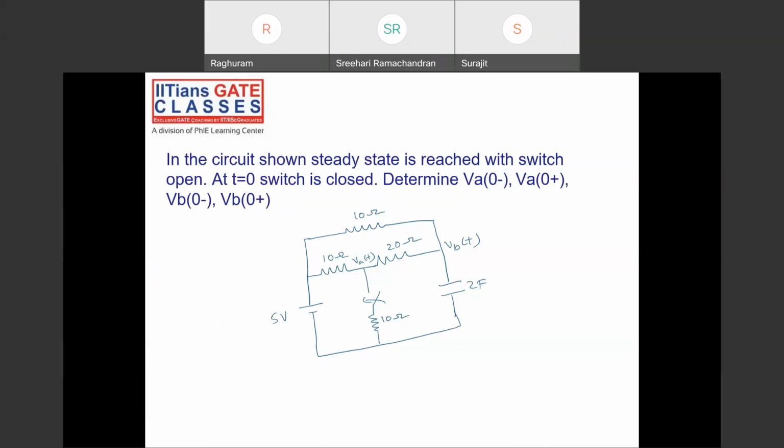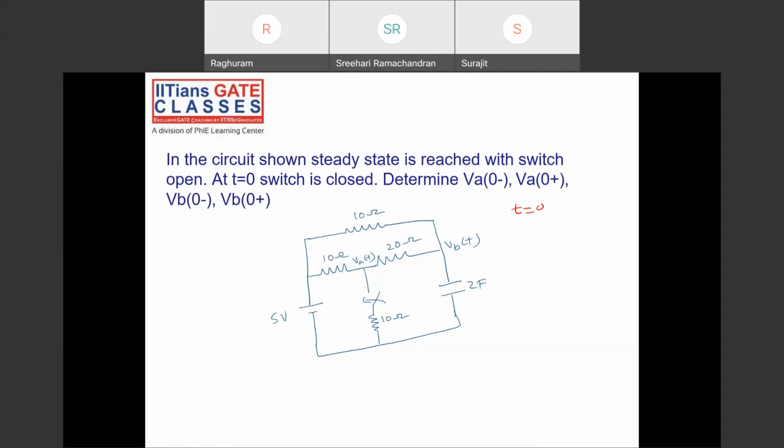Oh, this is a first order circuit. If it's a first order circuit, I think you can do it as homework, a simpler one. You want me to do it now? VA of 0 minus, VA of 0 plus, VB of 0 minus, and VB of 0 plus.